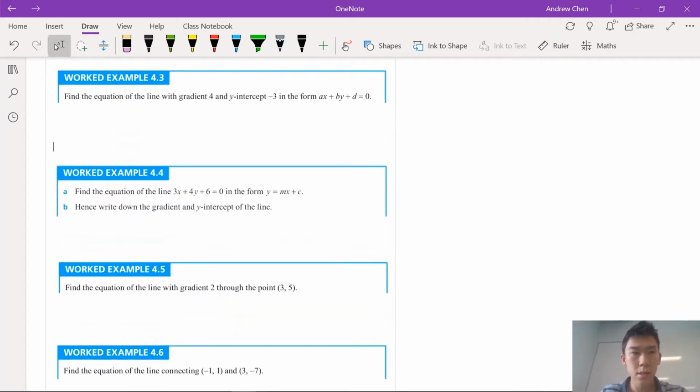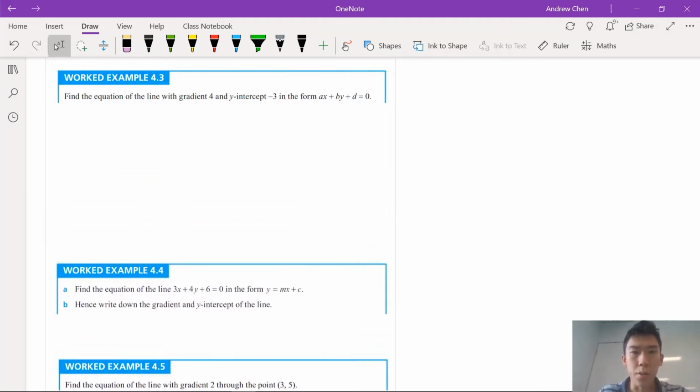4.3. Find the equation of the line with gradient of 4 and y-intercept of negative 3 in the form ax plus by plus d. Alright, so we've been given the gradient, and we've been given the y-intercept. So let's just write the equation of this line out using gradient intercept form. So remember, y equals mx plus c. So y equals 4x minus 3.